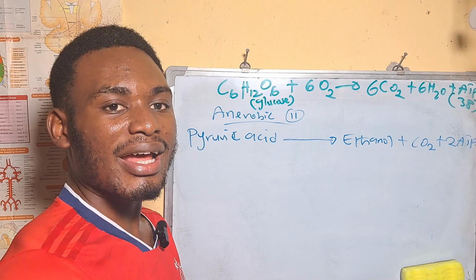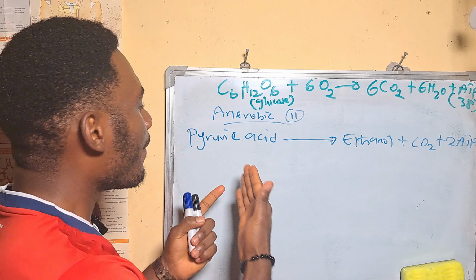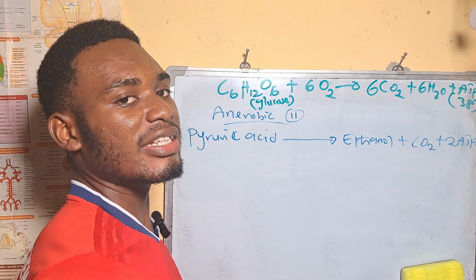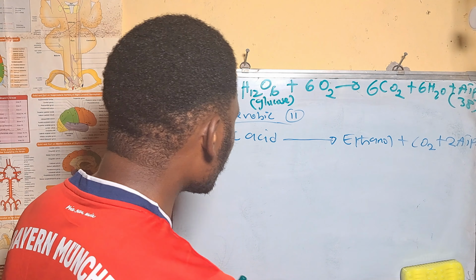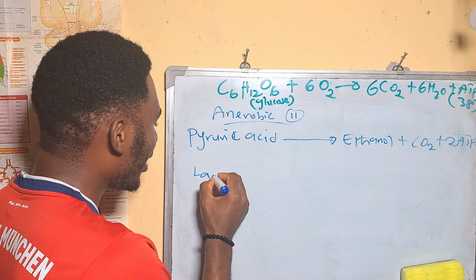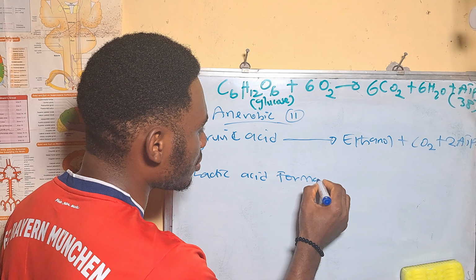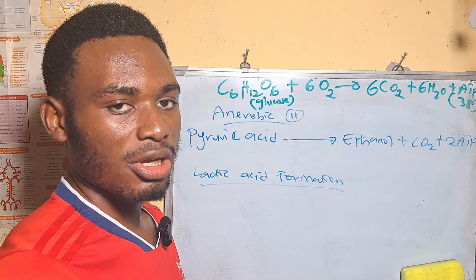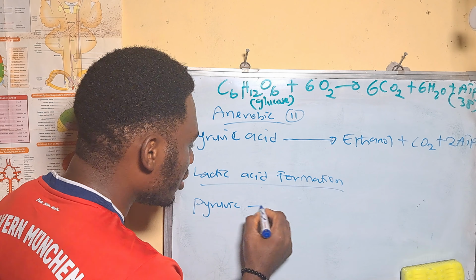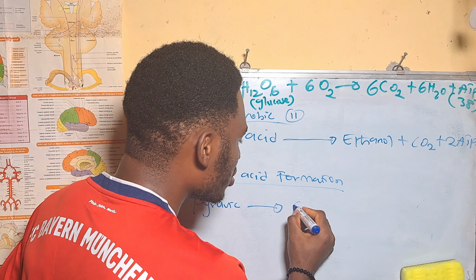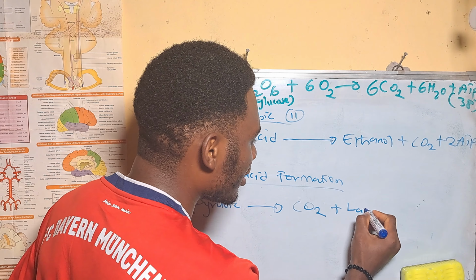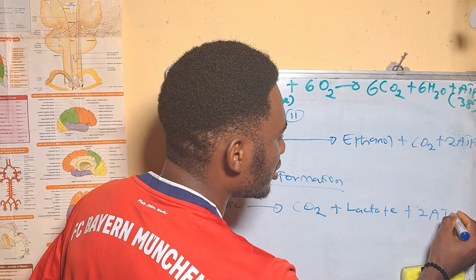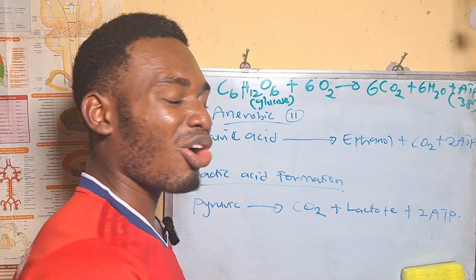Yeast cells respire anaerobically. They convert pyruvic acid to ethanol and carbon dioxide, and also 2 ATP. Also, there is what they call lactic acid formation. This is a special type of anaerobic respiration because your pyruvic acid is reduced to CO2 plus lactate plus 2 ATP.